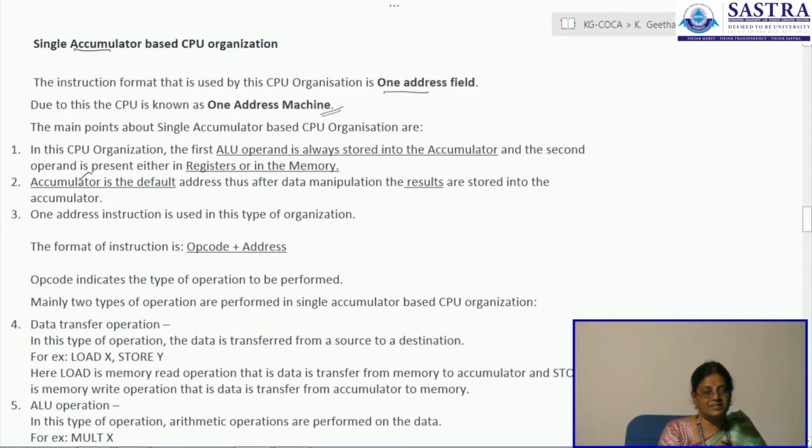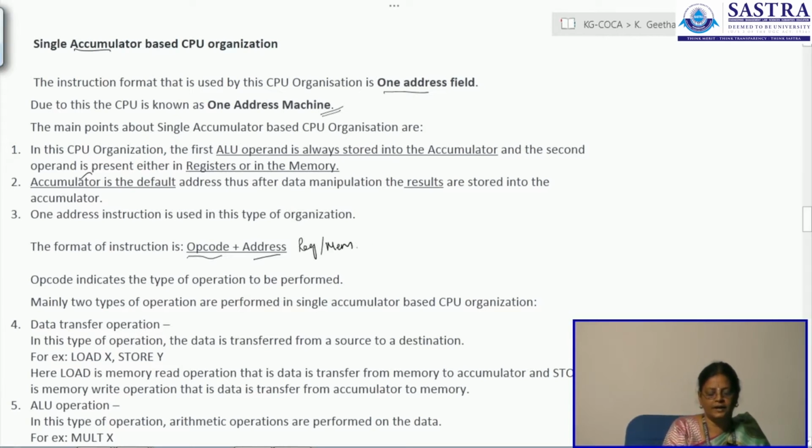And the format of this instruction will be, so you will be having the opcode. As we all know, the opcode will specify what is the operation to be done and one operand will be in accumulator. Another operand address could refer to either register or memory. So the second operand could be either in the register or in the memory. After performing the operation, the result is also again expected to be stored in the accumulator.